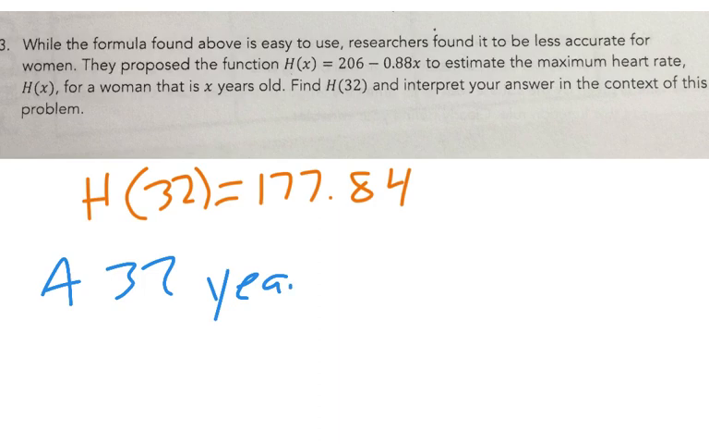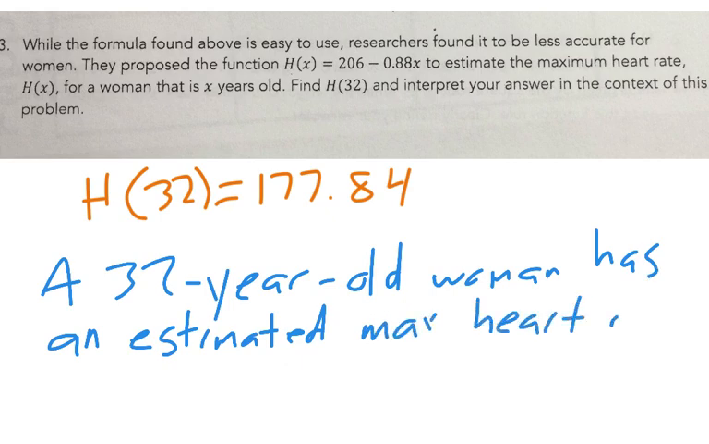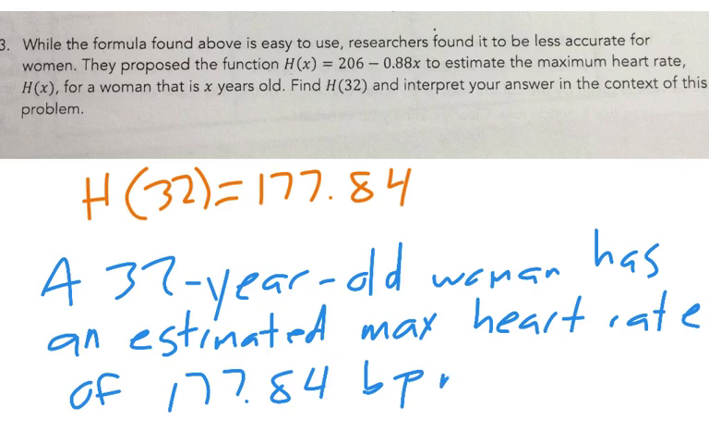Does everybody know how we got there? The context problem? Like I said, I think that's the biggest difference between a regular pre-cal class and an AP pre-cal class, is they're going to keep making you go back to this context over and over and over. I think it's easy to do once you have got the hang of it, but I know most of the questions we ask you don't make you do that. So we've got to make sure we can interpret. A 32-year-old woman has an estimated, here's their terminology, max heart rate of 177.84 beats per minute.